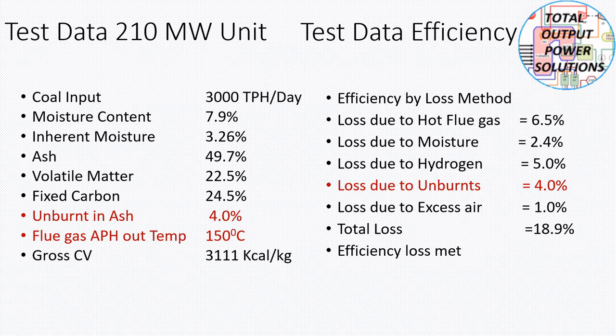So with this we calculated the efficiency by loss method, and you can see the various losses. Loss due to hot flue gas came out to be 6.5%, loss due to moisture 2.4%, loss due to hydrogen 5%. Now loss due to unburns, this is 4%. Loss due to excess air is 1%, and the total losses came out to be 18.9%, and the efficiency we calculated with loss method was 81.1%. Here you see the loss due to unburns is around 4%.